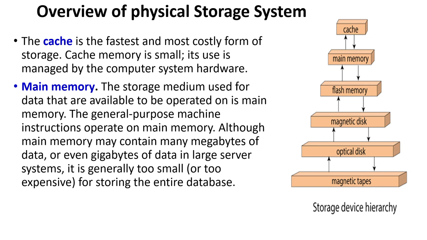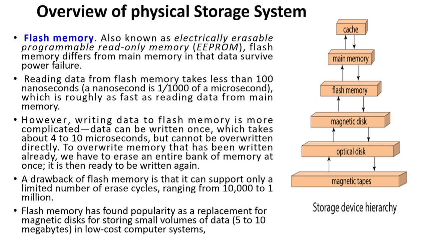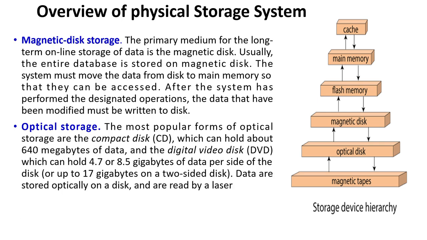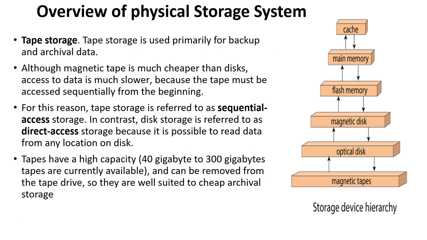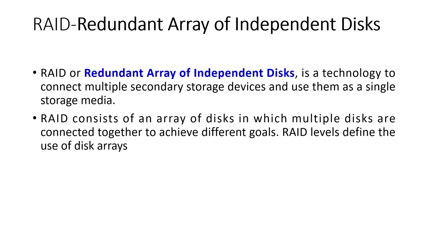The storage device hierarchy is shown here, which includes cache memory, main memory, flash memory, magnetic disk, and optical disk. This is flash memory, magnetic disk storage, optical storage, tape storage. Now let's move to RAID, redundant array of independent disks.